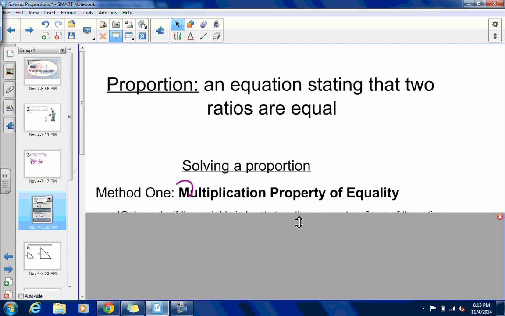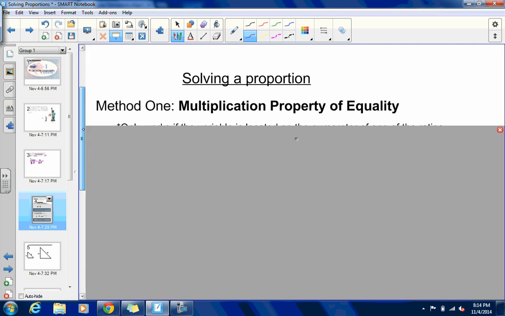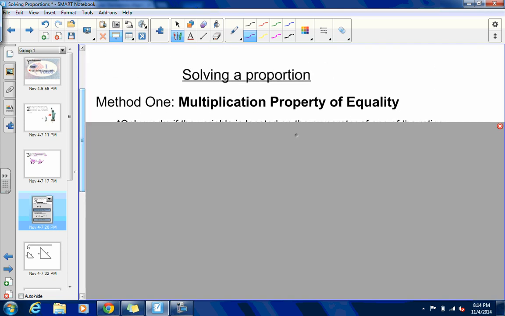All right, and solving a proportion. Solving that proportion, you can use two different methods. You can actually use three different methods, but we're going to just talk about two of them today. And the first one is what you know how to do already, what we've been doing with solving equations. If you remember back to the multiplication property of equality, that states that you can multiply the same thing to both sides of an equation without changing the outcome. If you do the same thing to both sides, you can do that.